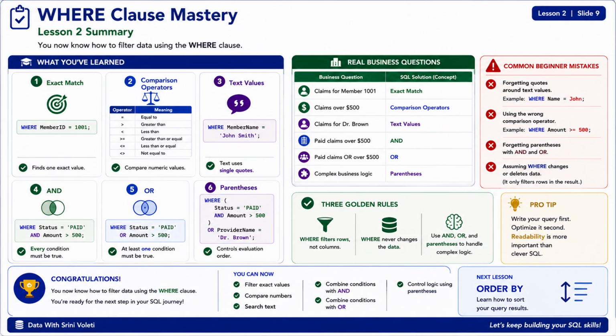In lesson 3, we'll build on everything you have learned today by introducing the ORDER BY clause. You will learn how to sort your query results from highest to lowest, alphabetically, by date, and much more.